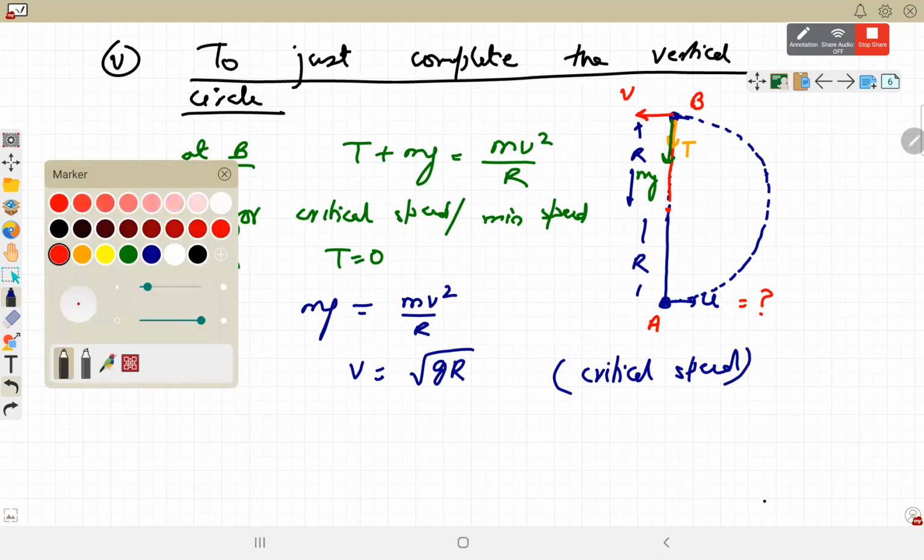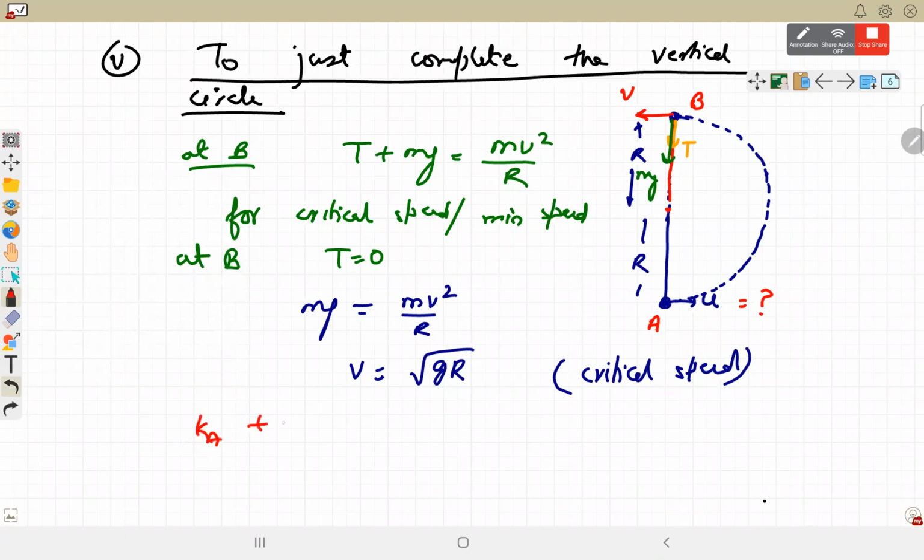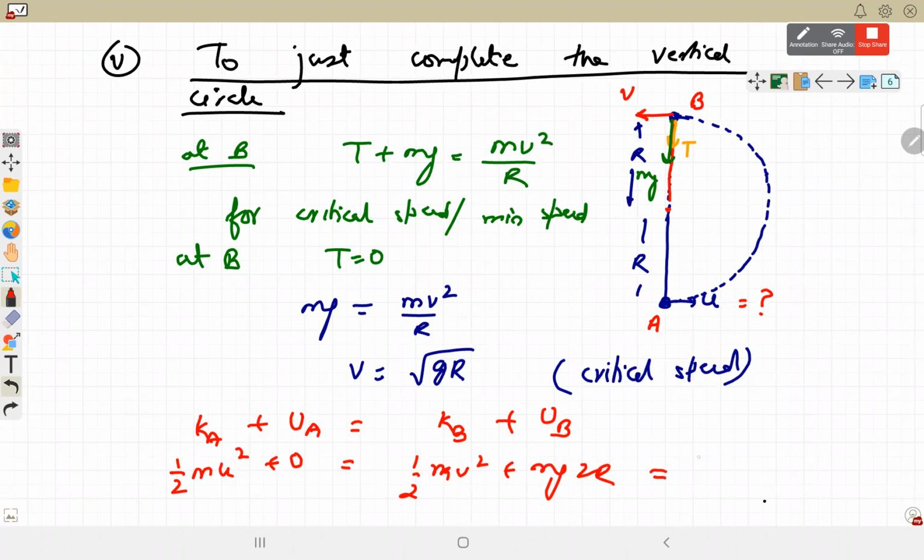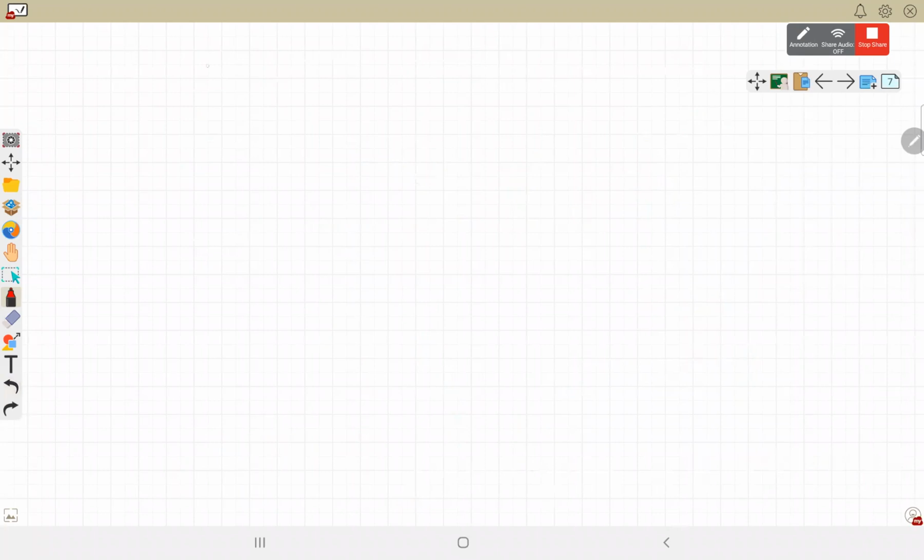Now apply the energy conservation. Kinetic at A plus potential at A is equal to kinetic at B plus potential at B. Potential at A is 0, so half mv square, and potential energy at B is mg times 2r. We already have the value of v, so half mgr plus 2 mgr, which becomes 5 by 2 mgr. The speed which is required at the lowest point to complete the vertical circular motion is root 5 gr.